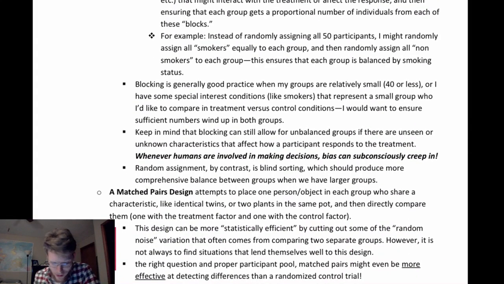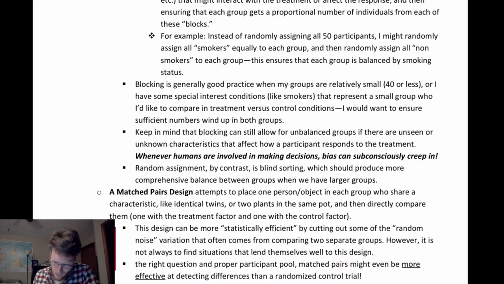So blocking, again, like I said, is a good practice if I have relatively small groups, or if I have maybe a sub-characteristic of interest that I know has an effect, or that I do want to study for a possible effect. And so it's just good to make sure that I have equal numbers in each group for that comparison later.